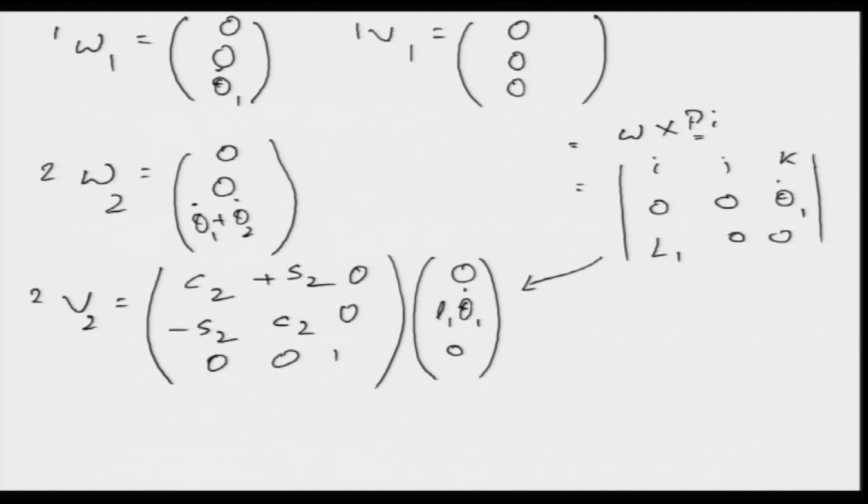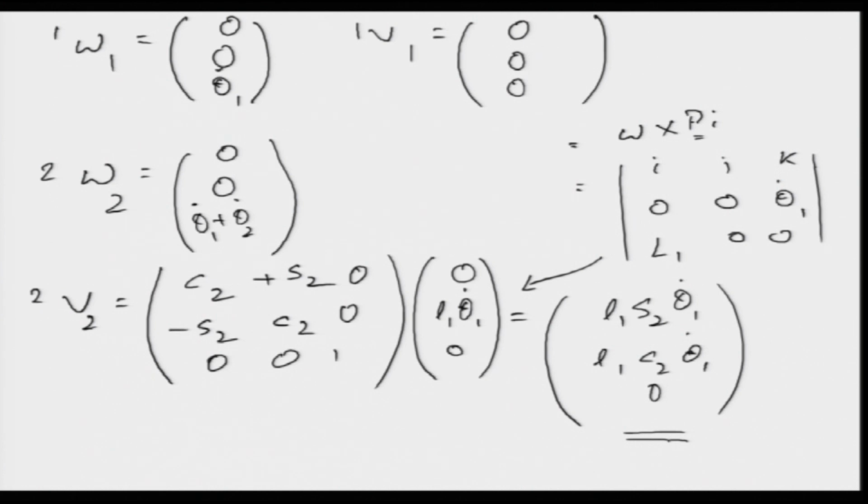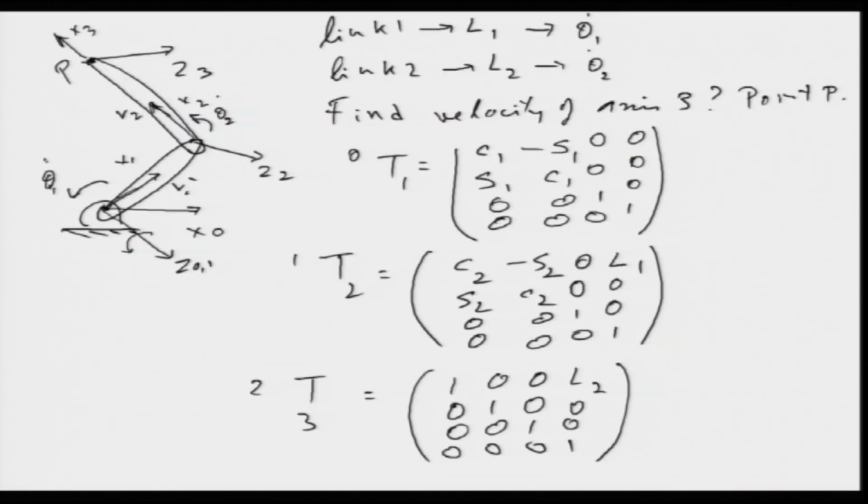And if I open it up, what we will be getting is L 1 S 2 theta 1 dot, and we will be getting L 1 C 2 theta 1 dot and 0. So, I hope you understand how we got this one. Okay. So, this is the angular velocity of the second axis, this is the linear velocity of the second axis. Now, from here we need to move on to the third. So, for the third one, again let us look very carefully at the figure here.